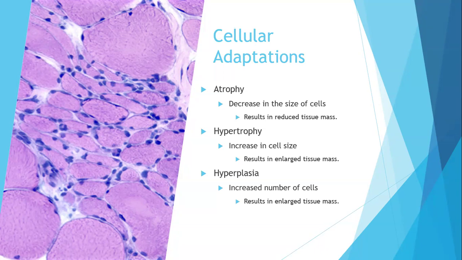Hyperplasia is an increased number of cells, resulting in an enlarged tissue mass. Hyperplasia again can be good or bad. So basically atrophy is smaller cells, hypertrophy is larger cells, hyperplasia is more cells. Okay, but the cells are all still normal at this point, hopefully.